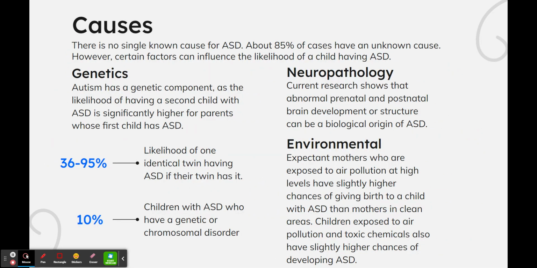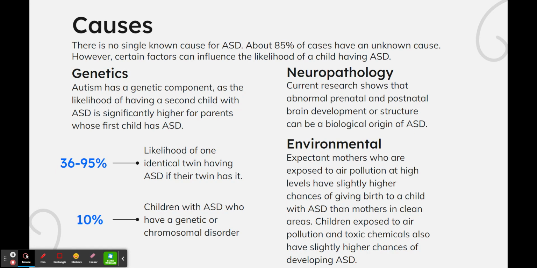Now, autism spectrum disorder does not have any given one cause, and it's noted that about 85% of cases have no known cause. However, there are certain factors that play into it. Genetics: if a child has autism, then their siblings are much more likely to have autism, which is the grounds for the belief in a genetic factor.